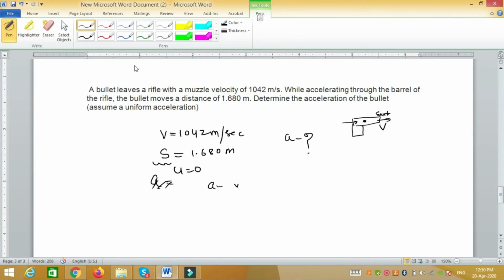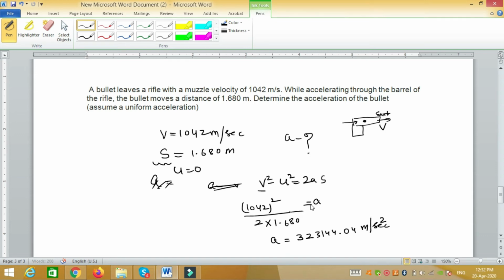So we can very easily calculate the velocity by using this formula, v squared minus u squared is equal to 2as. Here you have to put v, u you have to put 0, and you can calculate a. It is very easily calculated because distance is also given to you, 1.680 meter. So v is 1042 whole square, and u is 0, upon 2, and s you have to use 1.680. The calculation is a little bit tough, but you have to do it, and calculate the acceleration. I'll tell you what its value is.